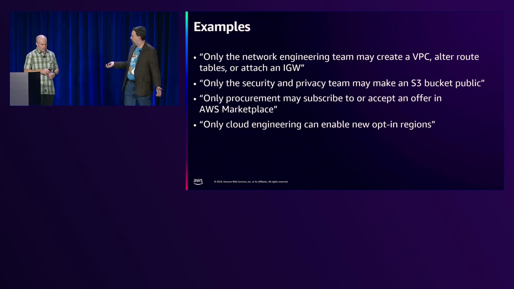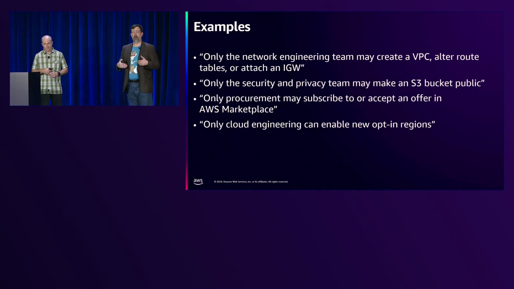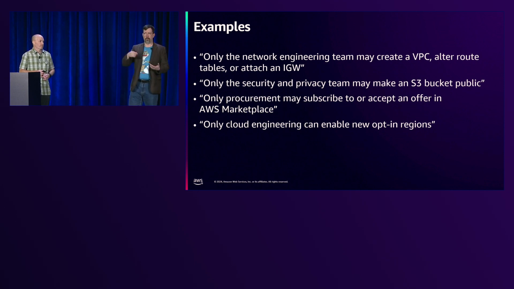So some examples. Only the network engineering team can create a VPC, alter route tables, or attach an internet gateway. Very explicitly excluded from that is security groups. Builders can go ahead and define their own security groups, but they can't alter the route tables. They can't attach transit gateways. They can't put something on the internet. VPC block public access introduces some new capabilities here, but the invariant is still in English. How you implement it could be service control policies, could be a declarative policy.